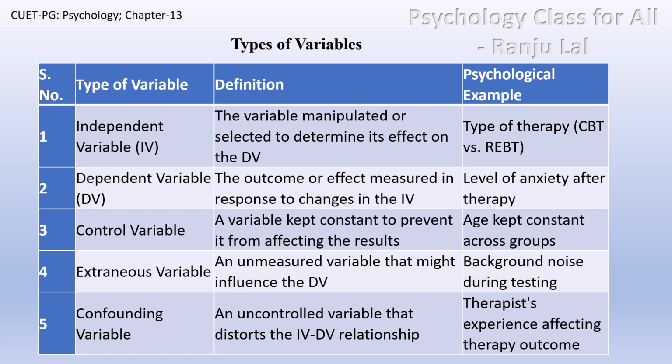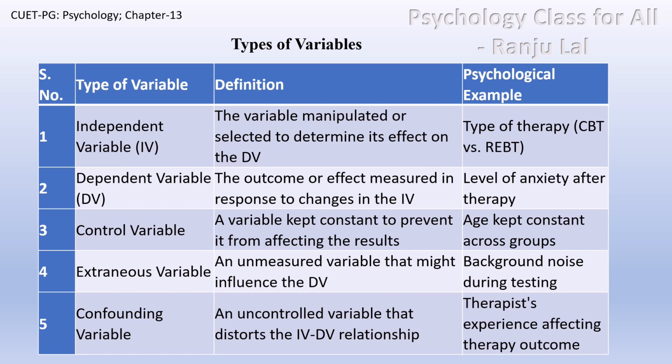Second is the dependent variable. This is the effect or outcome that is being measured, that is, any change in response to the independent variable. An example can be the level of anxiety after the intervention of any therapy. Third is the controlled variable. Those are variables that are kept constant to avoid confounding. An example can be age, gender, or previous diagnosis in any therapeutic study.